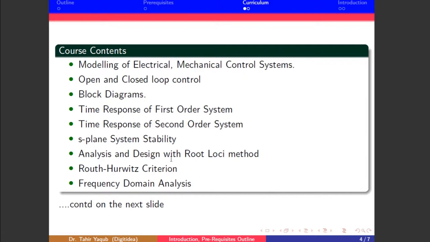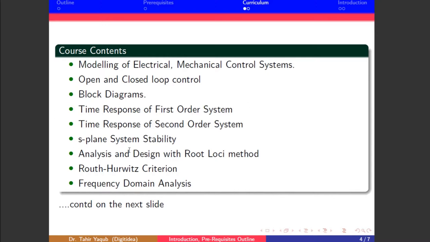Block diagrams are an essential part of classical control theory, and I will devote one lecture to block diagrams and how to reduce them. Some of these terms might look very complex to you, obviously, if you have no control background, but it's good practice to show the course outline in the first lecture so that potential students know what they can expect in this course.